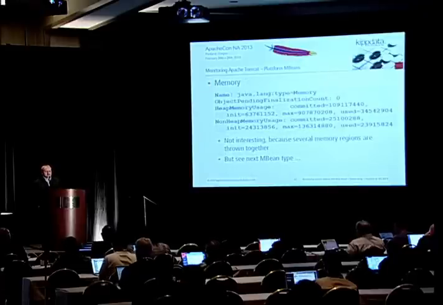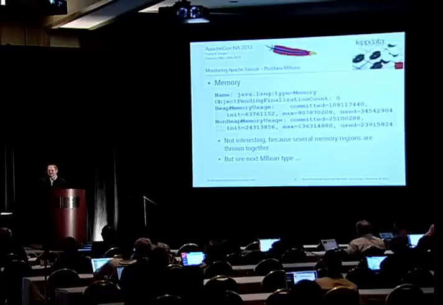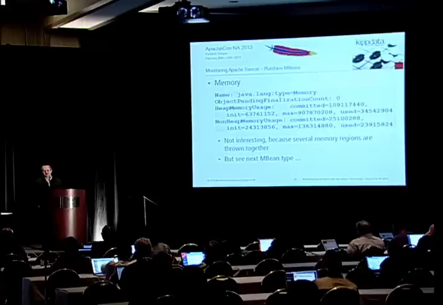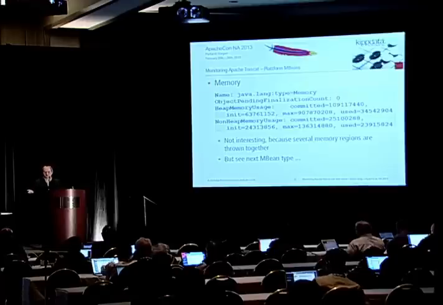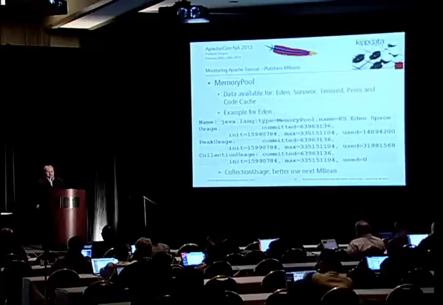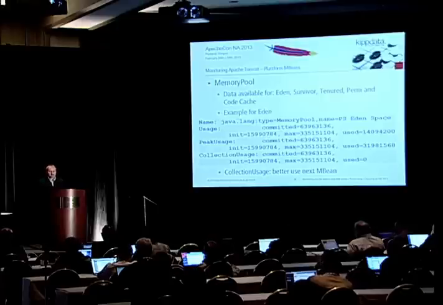So, next one, memory. This one only has heap and non-heap memory usage, and that's not very useful because if you know about Java memory and garbage collection tuning, then you know that you cannot look at the memory as one big block. It's divided into several parts and you have to individually control what's happening. So this one typically I would not use, but there is a memory pool MBean, and this MBean is available for the individual memory regions.